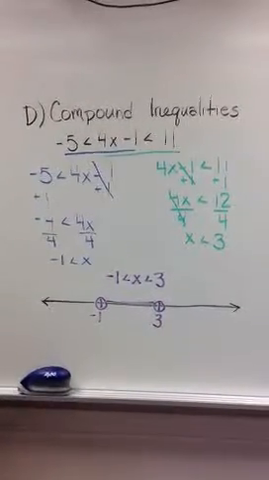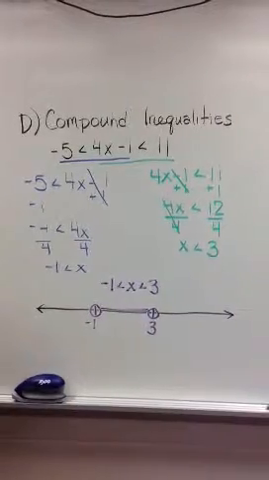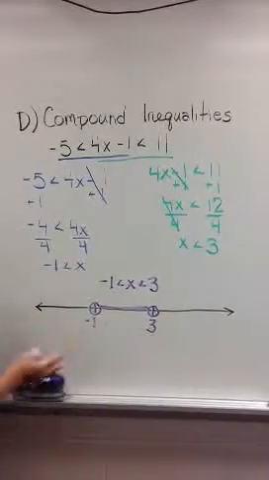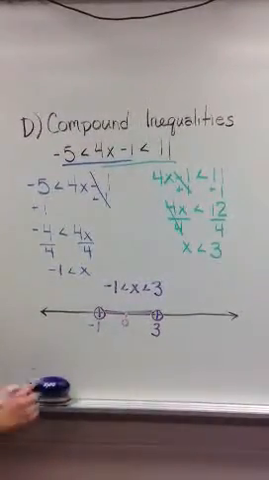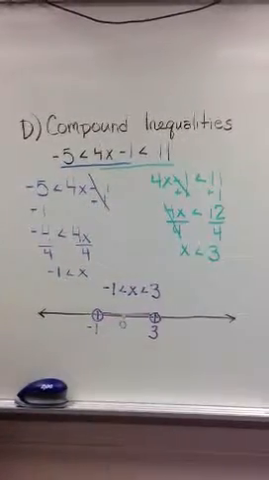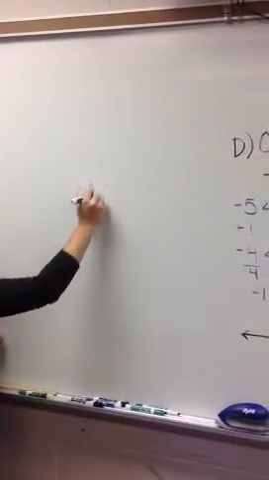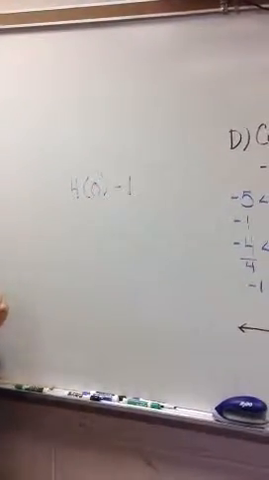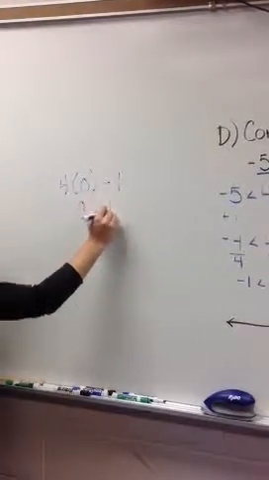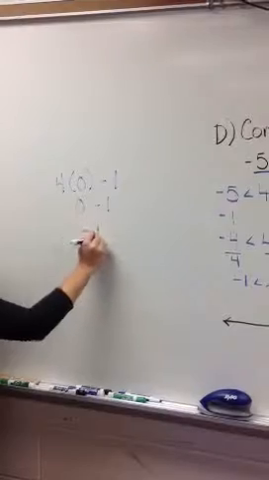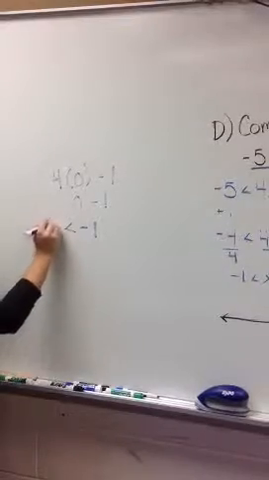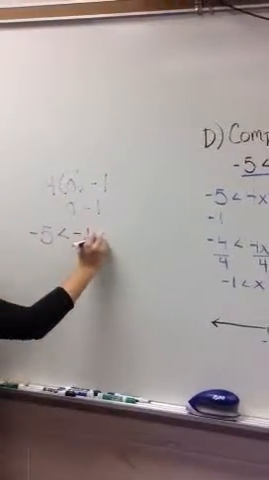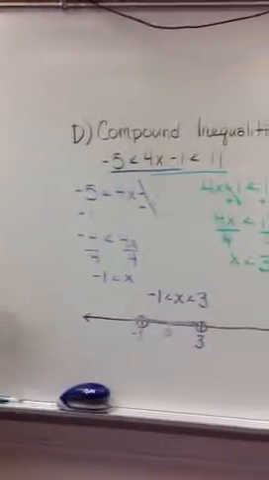Now you can always check your answer here to see if you shaded the correct area, so let's pick a number that is between -1 and 3. A good number to choose that's easy math would be 0. We're going to take 0 and plug it back into my original equation. 4 times 0 minus 1. 4 times 0 is 0 minus 1, and 0 minus 1 is -1. Include the inequality from the beginning. -5 is less than -1, which is less than 11, so this is true.